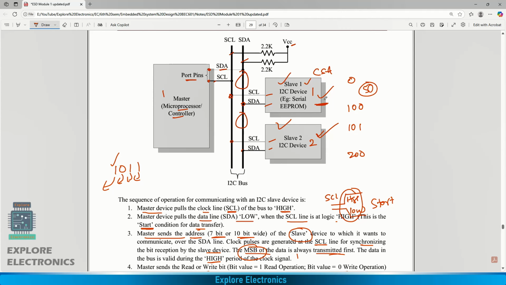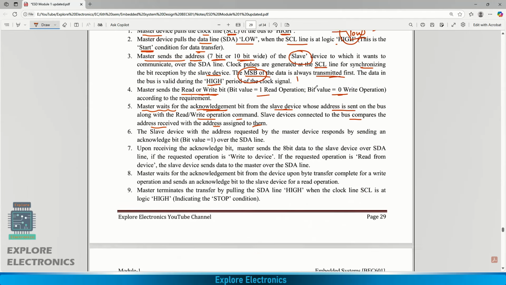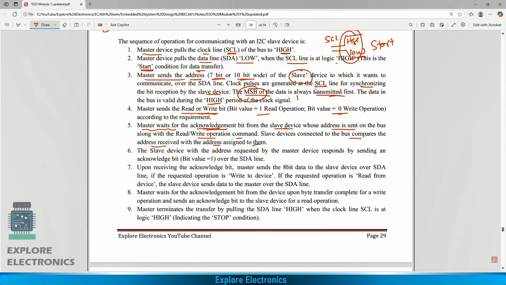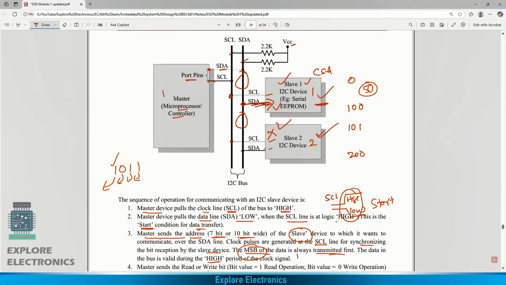So whenever the address comes as 50 through this line, this slave will catch up and become active, and at that time slave 2 will not be responding. That is how it goes. Okay, so that is how the communication is. The slave device with that address requested by the master responds by sending an acknowledgement bit, from the slave also, through the SDA line only. So this slave communication will happen to the master.